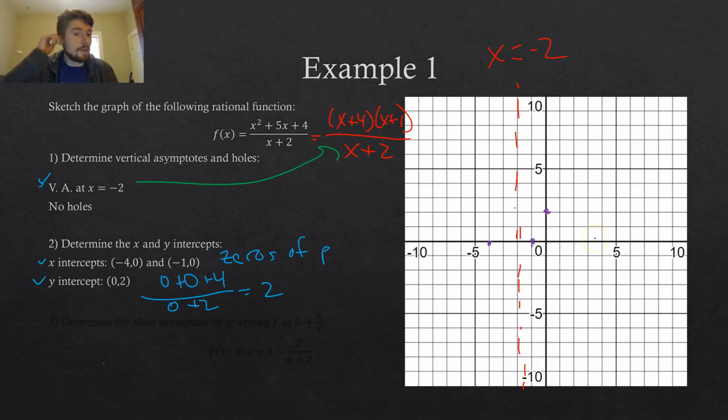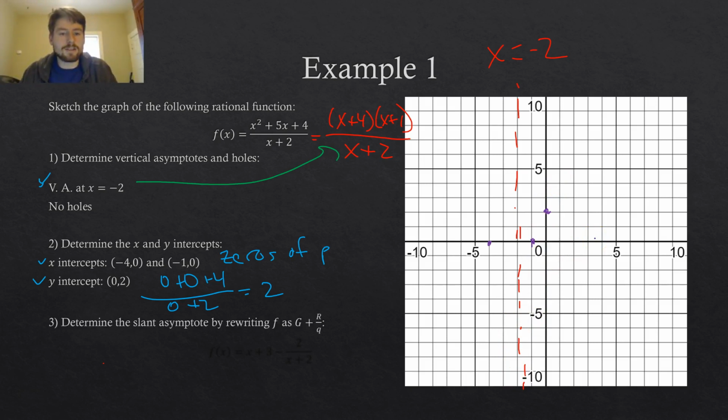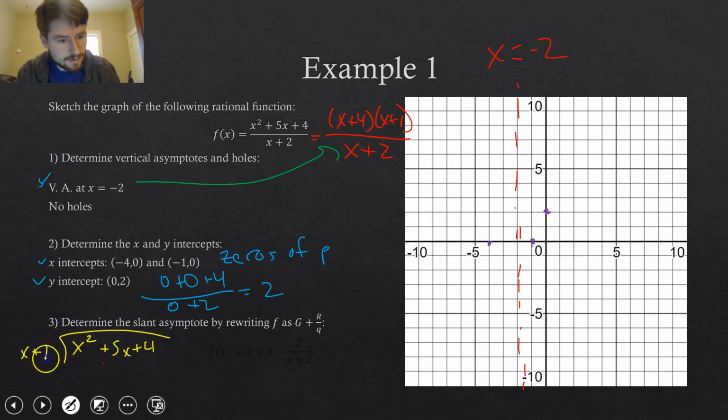All right. So the next step is to determine the slant asymptote, and so we're going to do polynomial division. x squared plus 5x plus 4 divided by x plus 2. So we have x squared divided by x plus 2. So we're going to do our polynomial division. We have x squared. We only have one or two steps to go to figure this out.